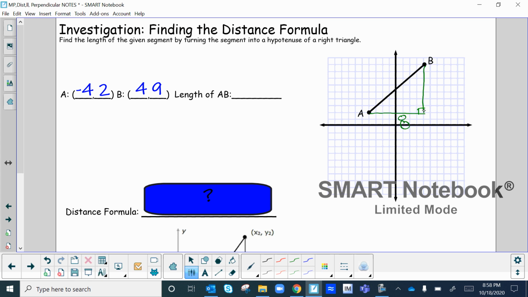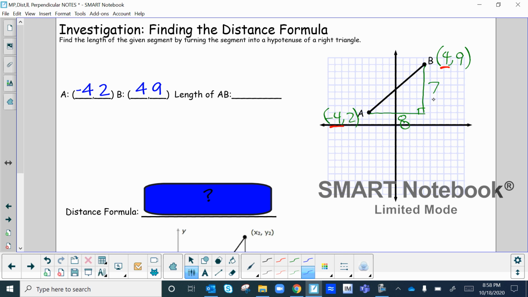And let's check this one here. 1, 2, 3, 4, 5, 6, 7. That's 7 right there. One thing to also look at when we look at these coordinates, which I wrote down for you, A is at (-4, 2) and B is at (4, 9). When you look at the 8, you'll notice that the x value goes from -4 to +4. And so if you count, think of a number line from -4 to +4. That's 8 units.